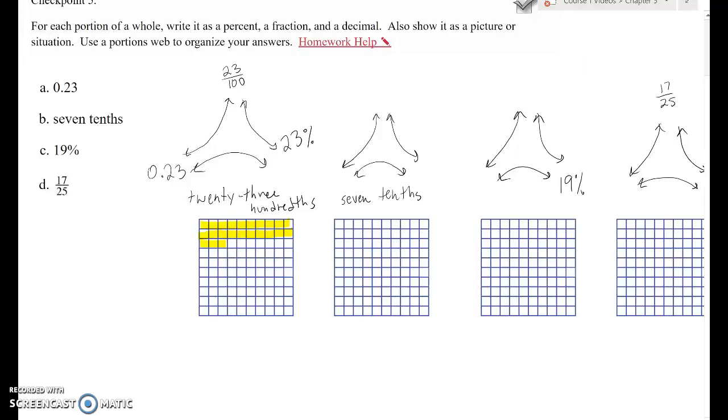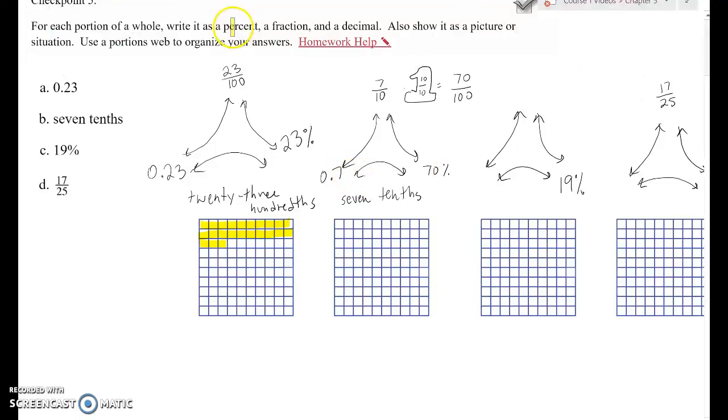Here we have 7 tenths. If I use the giant 1, I can get this into hundredths pretty easily. And that would become 70 hundredths. So we're looking at 70%. And 7 tenths as a decimal is like that. Moving your decimal once, twice, you would get 70%.